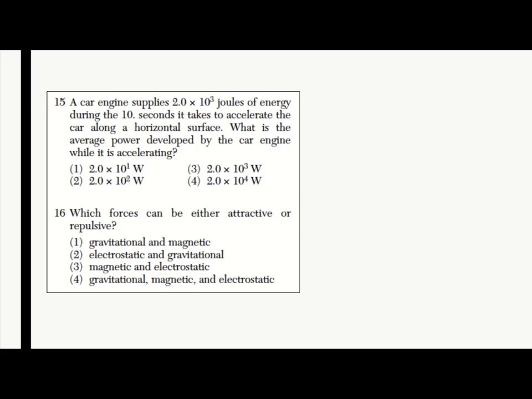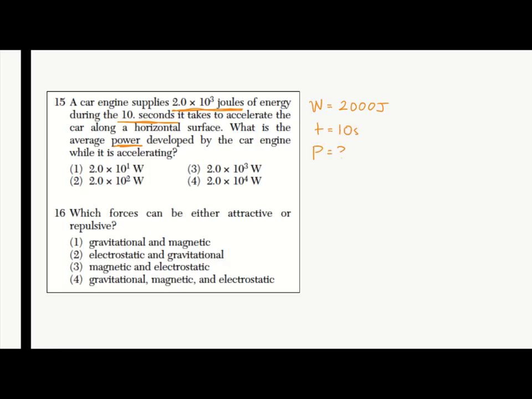Number 15. A car engine supplies 2000 joules of energy during the 10 seconds it takes to accelerate the car along a horizontal surface. So yeah, 2000 joules, 10-second interval. What is the average power developed by the car engine while it is accelerating? So joules is work, supplies that many joules of energy, 2000 joules, with a time interval of 10 seconds. Power is our question mark.